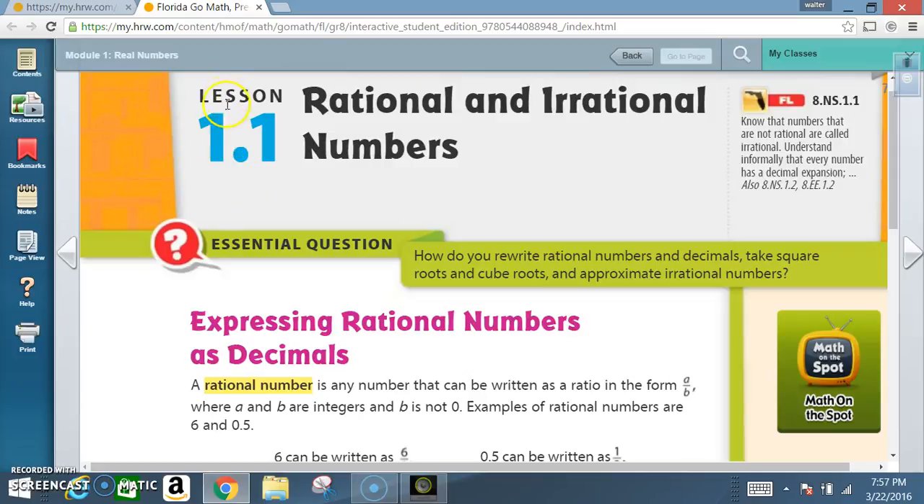Okay, class, we're in lesson 1.1, rational and irrational numbers.